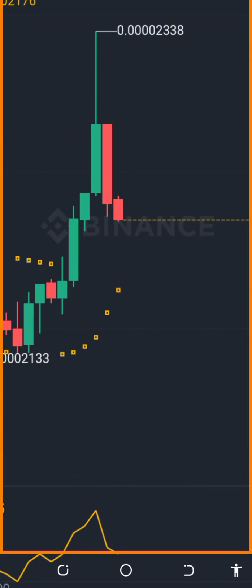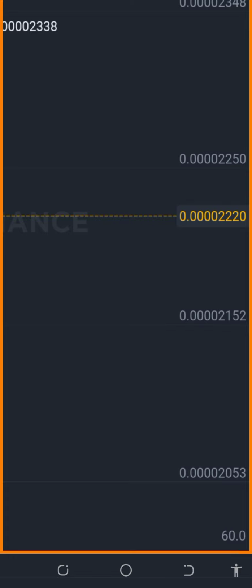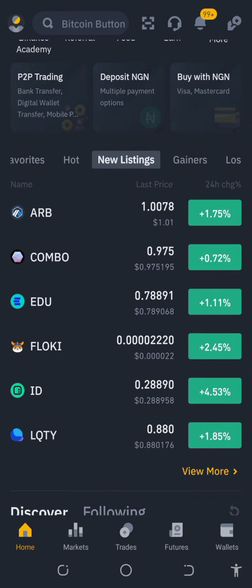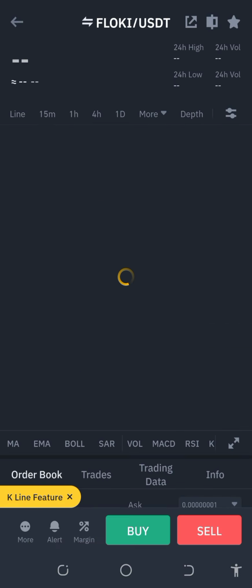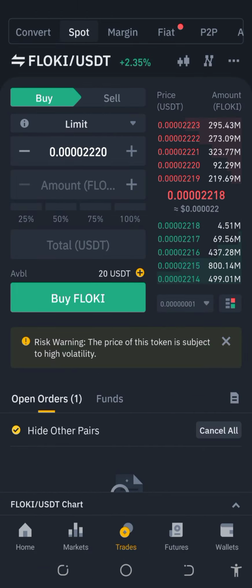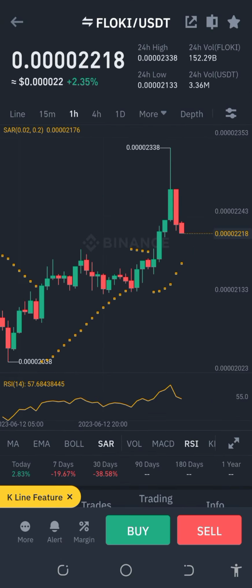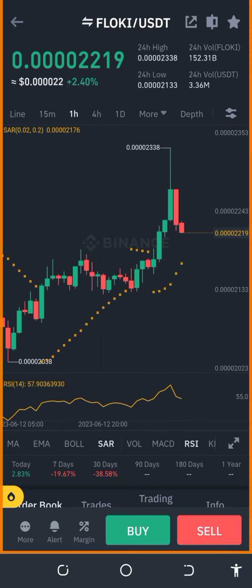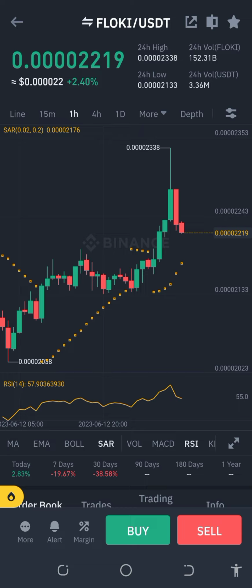Now, looking at the price here, which is 0.0002220, we are going to test out and see what we can get. So let me click on FLOKI again, and then we'll click on buy. If you look at this right now, in the charts it already showed us 220, but now it's rising up again. As you can see, it's at 2218. Okay, let's go ahead. No, it's actually falling. It was 2220, now it's 2219.